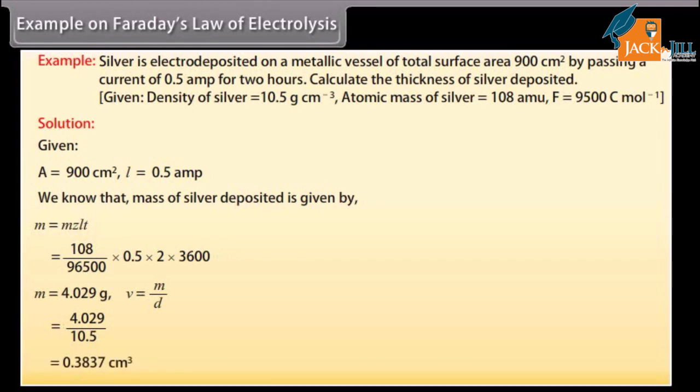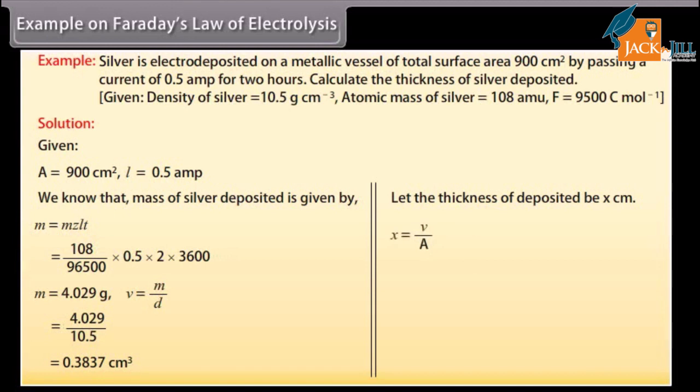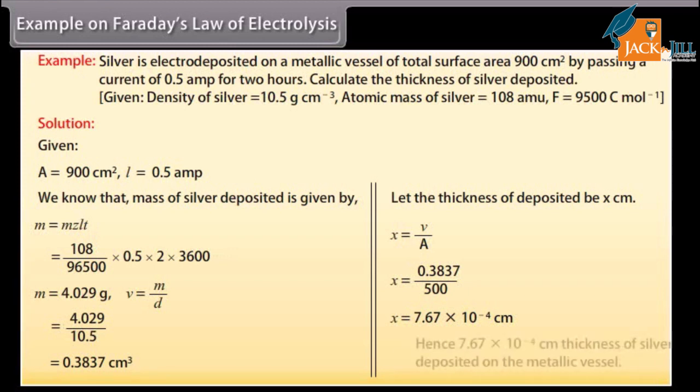0.3837 cm³. Let the thickness of the deposit be x centimeter. We know that x is equal to V upon A. By putting the values, we get x is equal to 7.67 × 10^-4 centimeter. Hence, 7.67 × 10^-4 centimeter thickness of silver is deposited on the metallic vessel.